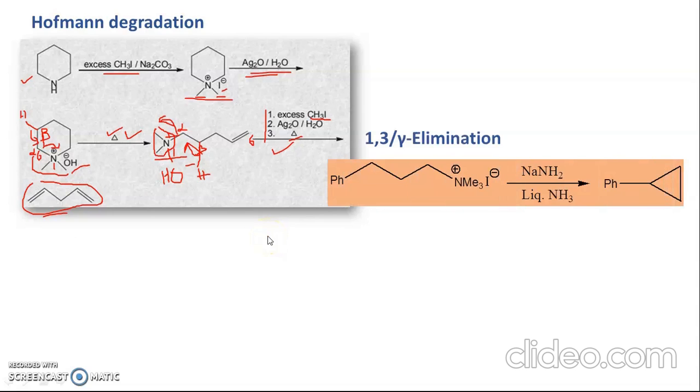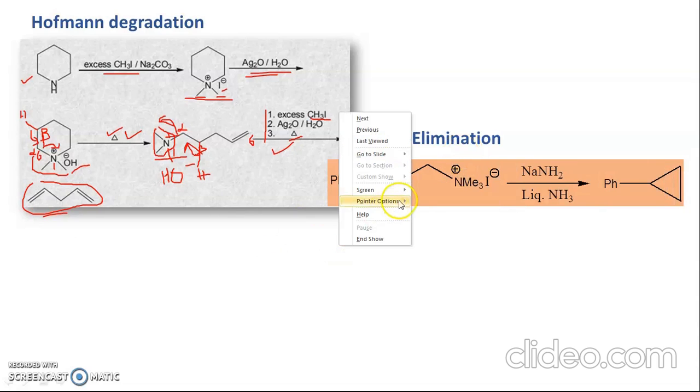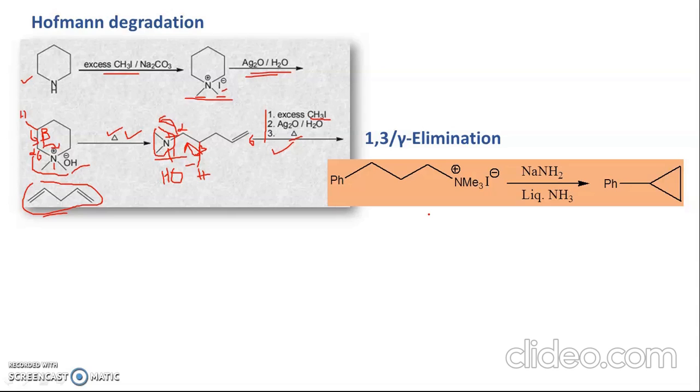Now come to the second type, which is the 1,3 gamma elimination reaction. Though these are not very common, we should still know how it takes place. Here you can see our leaving group, which is trimethyl ammonium salt, and I minus is the counter ion. We are using a very strong base, sodium amide in the presence of liquid ammonia. Now this is the alpha carbon, this is the beta carbon, and this is the gamma carbon. The hydrogen from this carbon will be removed, and there will be formation of a bond between the gamma carbon and the alpha carbon, and finally you will get this molecule.